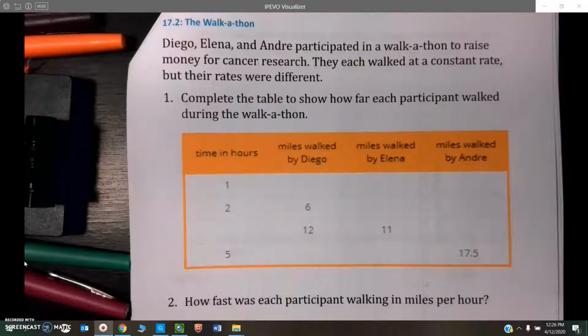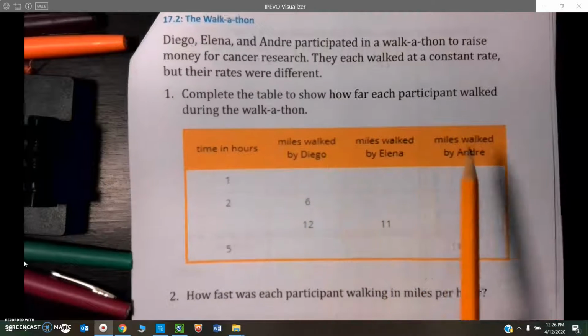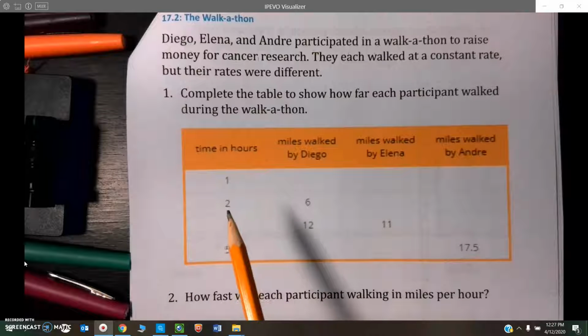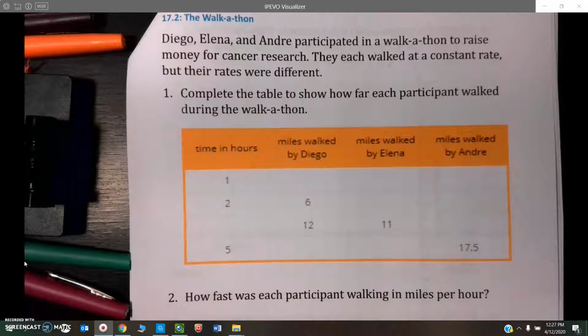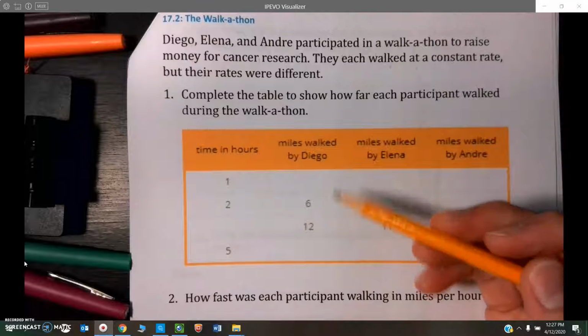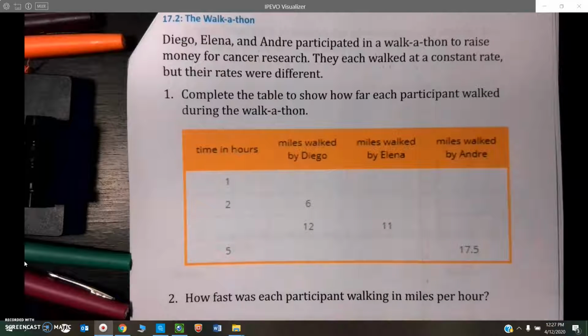So, once again, here we have a ratio table. Each column represents a different one of the participants, Diego, Elena, and Andre. And on the left, we can see the time in hours. So, we have to use our knowledge of ratios to complete this table. Let's start with Diego, because we have the most information about him.